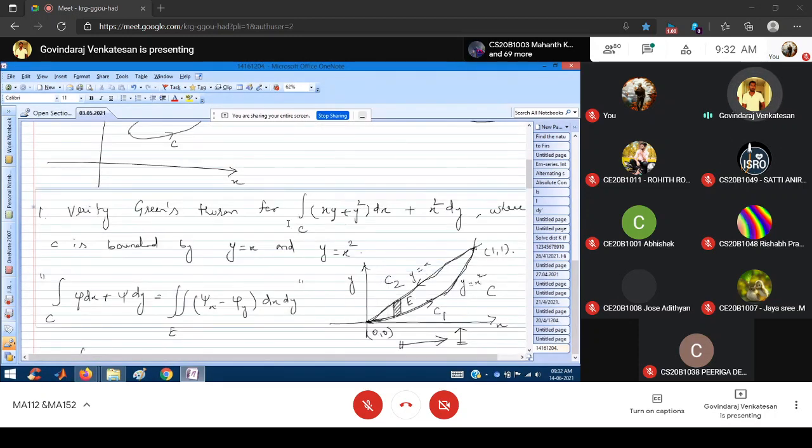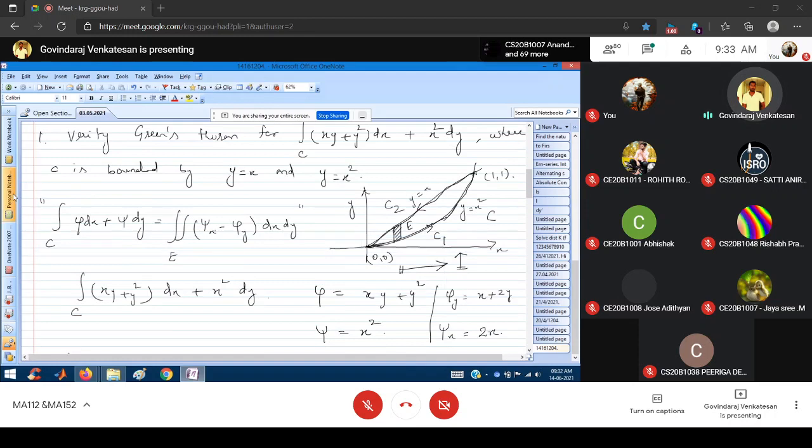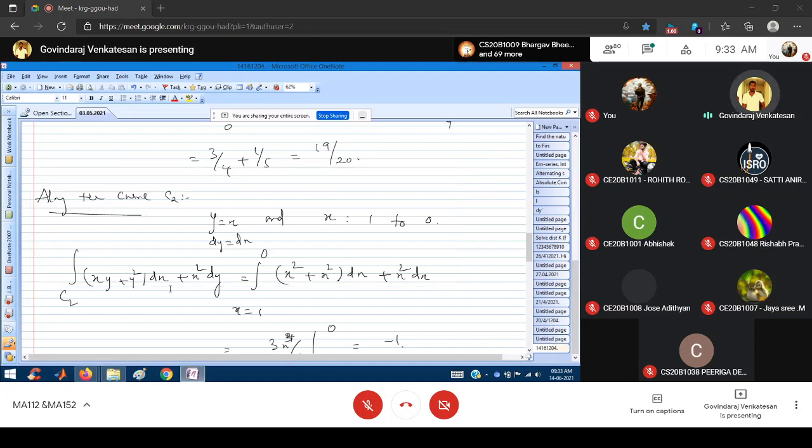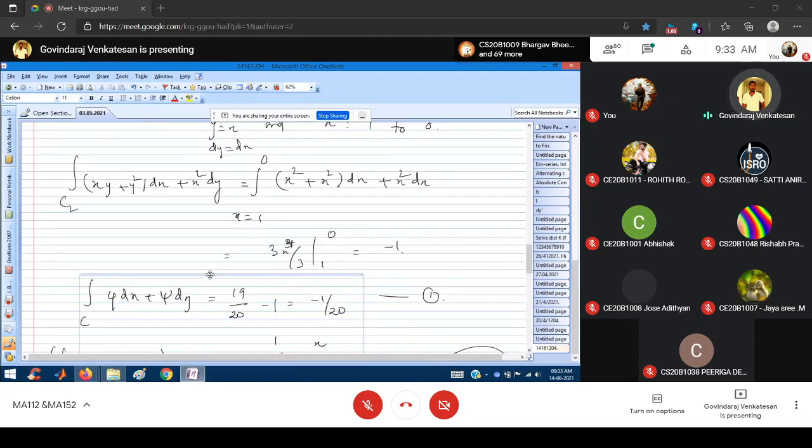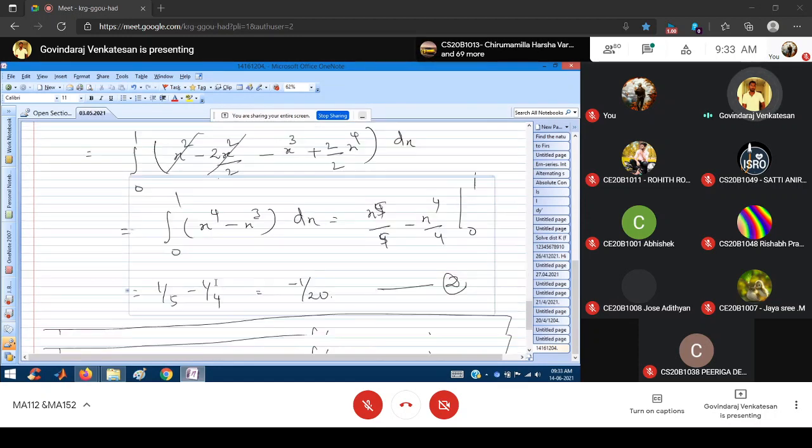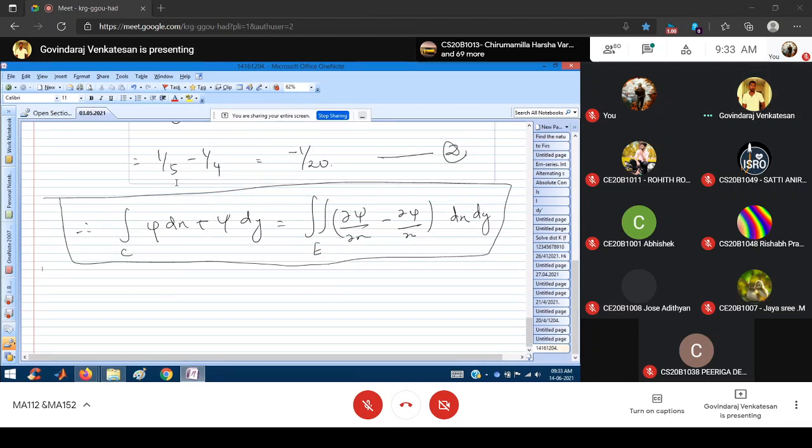The theorem statement says that the line integral is equal to the double integral. So the problem is to verify Green's theorem for the given function over the region bounded by the curves y equal to x and y equal to x square. Just find the left hand side integral value first, and the right hand side integral value second. Then I get both values equal for the two integrals. So the right hand side values are equal, which implies the left hand side is also equal. So hence I proved Green's theorem. This is one type of problem for verifying Green's theorem.